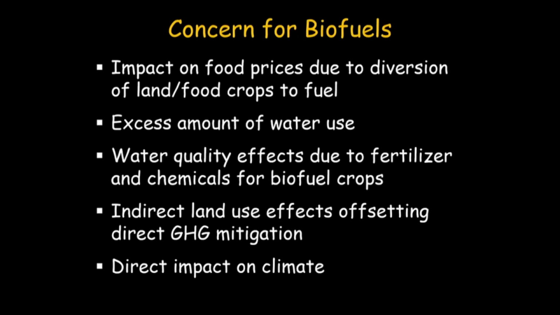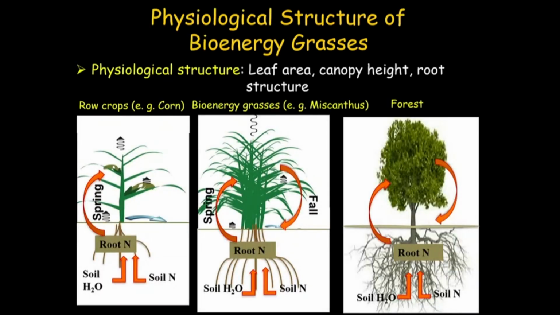I mean, it's going to be export and import, and all those factors can play an important role. Okay, now a few things I would like to add that would actually clear this up about these crops. Here I'm showing you the physiological structure of bioenergy crops, but also row crops like corn as well as forest. So you have to compare these.